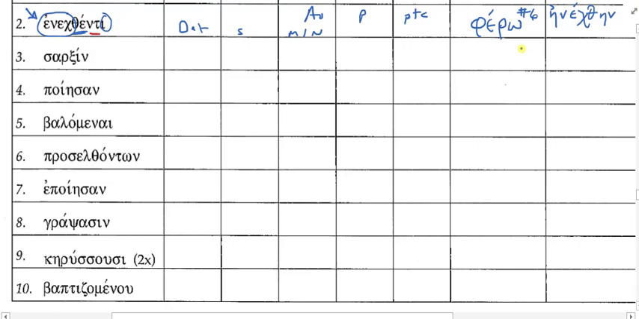Let's look at number 8 together. So we have grapsasin. There's enough of the verb here that you can tell what the actual lexical form is, right? What would that be? Grapho, right? Or is this a noun? Is it graphe?